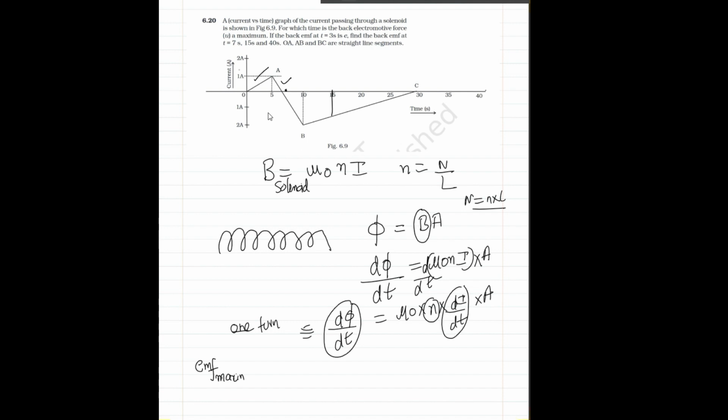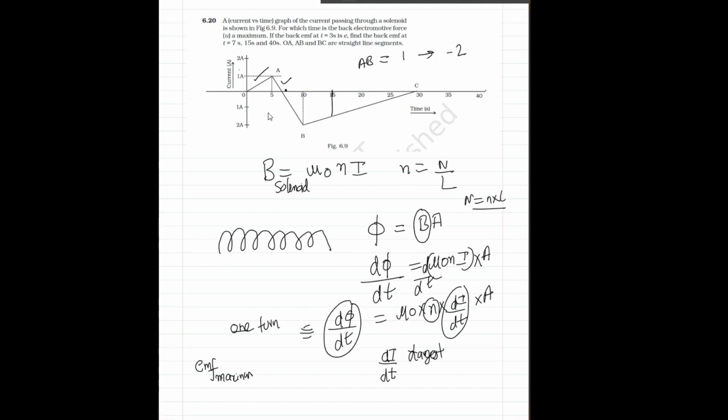Because in every part of the graph, if you see, there is a di by dt happening, but the slope is different. Okay, now if you notice, the maximum EMF means that the rate of change of current is maximum, right? If you can see the slopes, the maximum slope is occurring in AB, right? In the smallest amount of time, the maximum amount of current is changing.